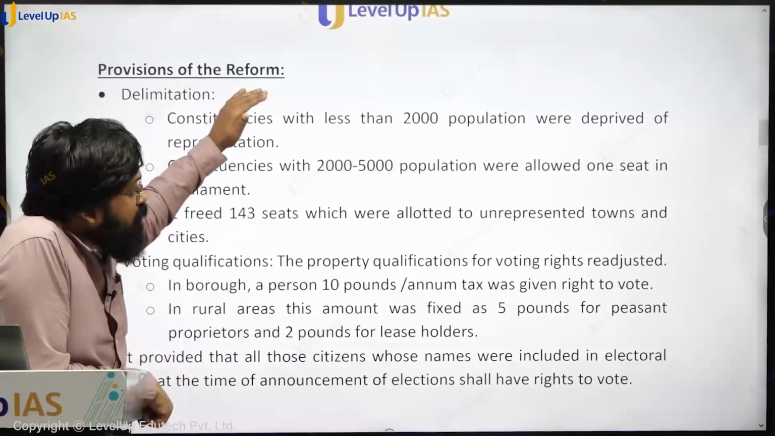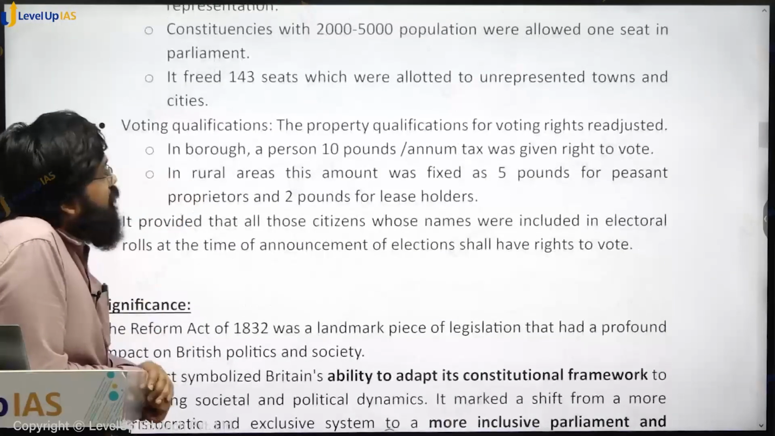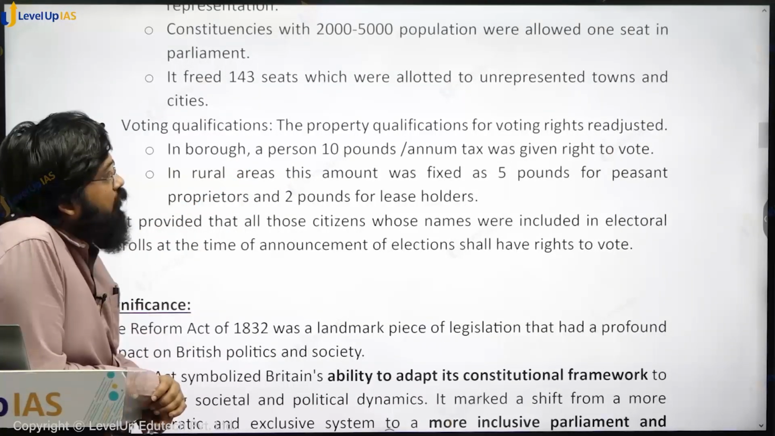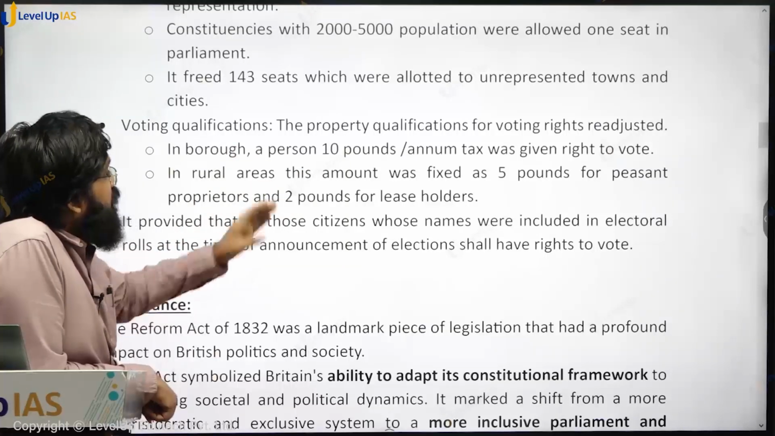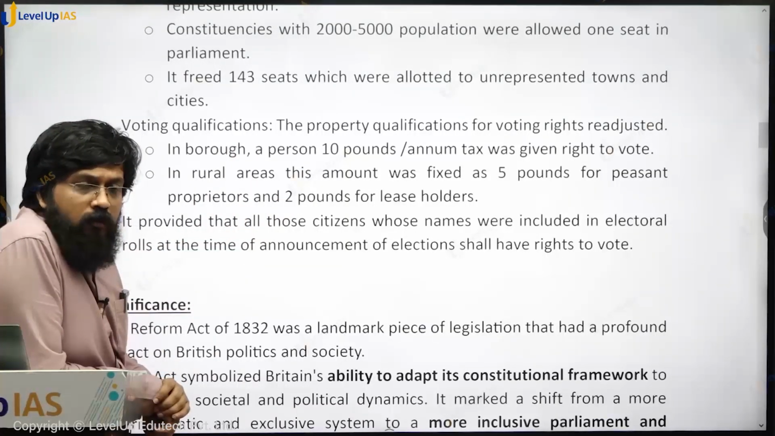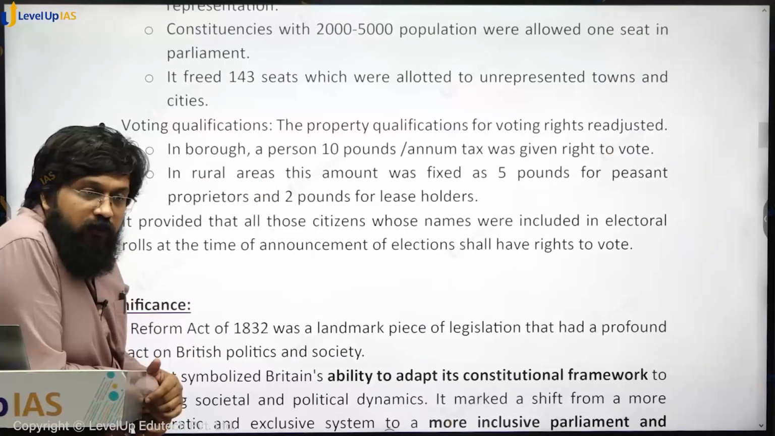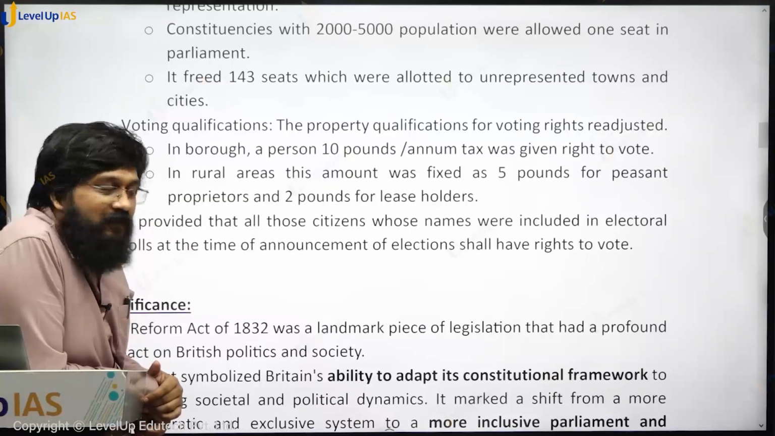So first aspect of the Reform Act is delimitation. The second aspect is voting qualification. In boroughs, a person of 10 pounds per annum tax was given voting right. And in rural areas, it was 5 pounds for peasants and 2 pounds for leaseholders, non-landholders. So they have now relaxed the property qualifications so that more and more people will be eligible to vote. Middle class has got voting power. That is the main point.